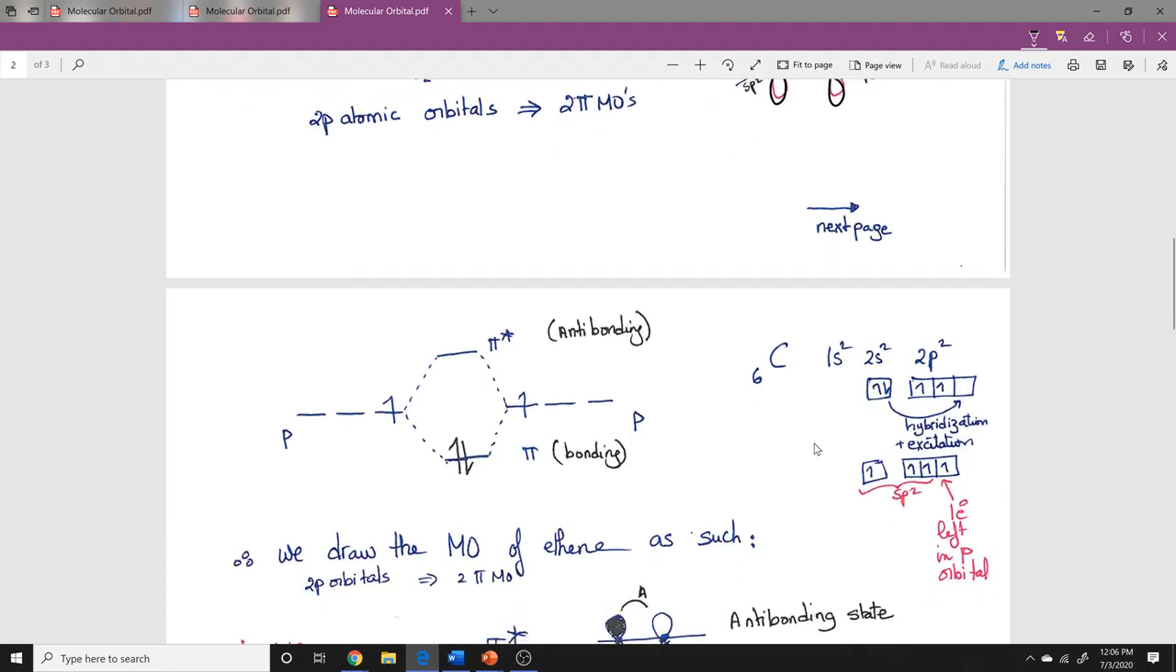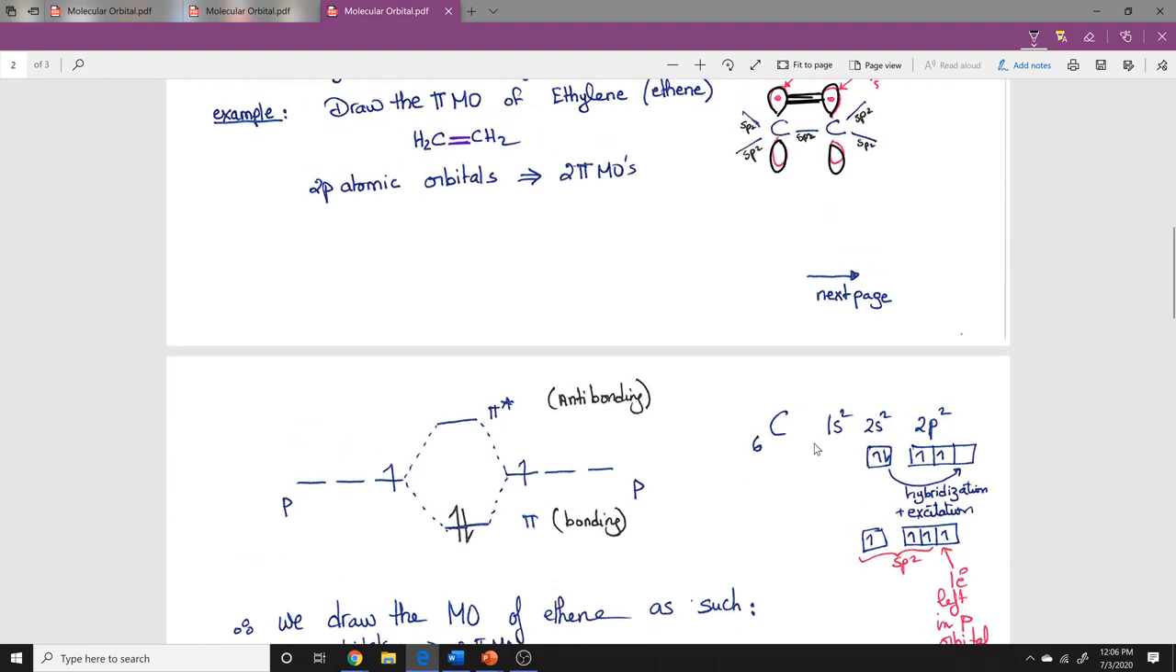Now I want to go ahead and draw them. And to draw the pi molecular orbitals, you would need to draw the p atomic orbitals first. Now each of the p atomic orbitals for the carbon has 1 electron. Why does it have 1 electron? I'm just explaining in here why we have 1 electron in the p atomic orbital.